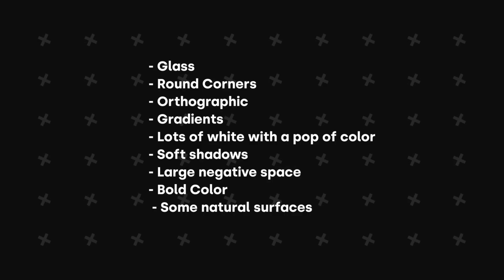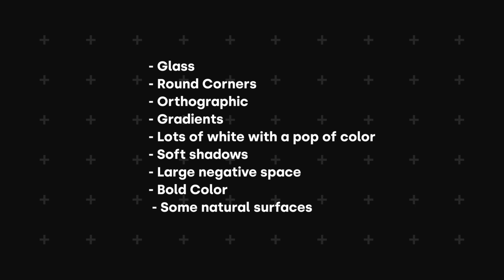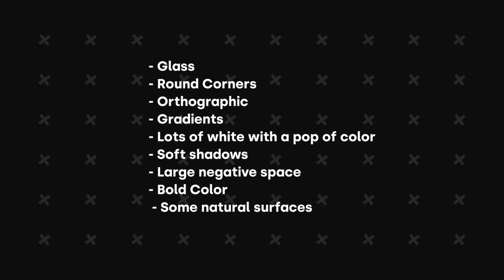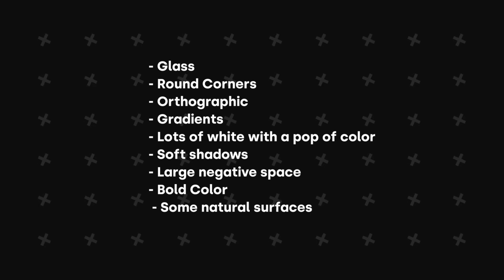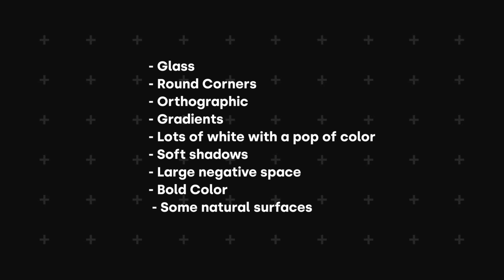So they like to use a lot of glass, round corners, orthographic camera angles are very popular. The use of gradients is abundant. They love gradients. And then I noticed there's a lot of white space, and then usually one or two things have a pop of color, soft shadows, large negative spaces, which typically are white, bold color, and then every once in a while you'll have a natural surface like marble or wood, something like that.